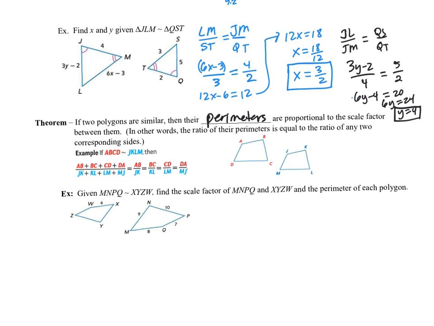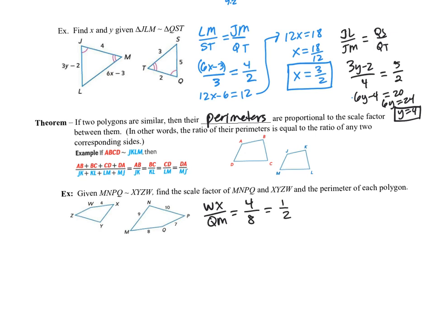Okay, so to find the scale factor, I just need to take the ratio of any two corresponding sides. So I notice in this first quadrilateral, the only side I know is WX. So what would WX correspond to? WX would correspond to QM. So let's write that ratio to get our scale factor. WX would correspond to QM. Or if I put in those values, WX is 4 and QM is 8. So our scale factor is 1/2.